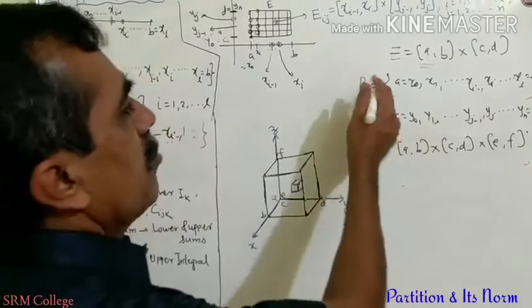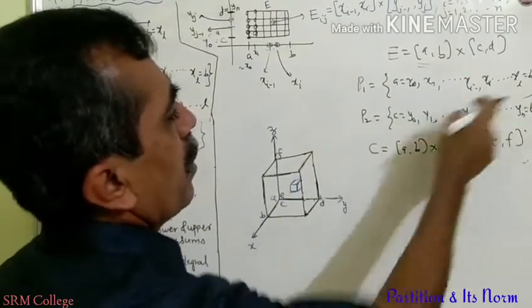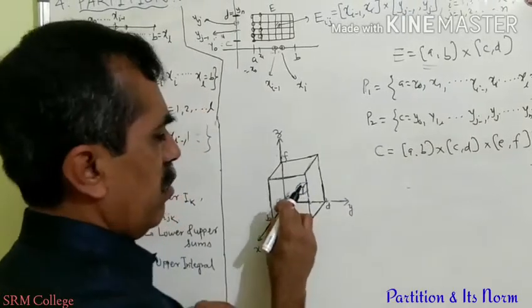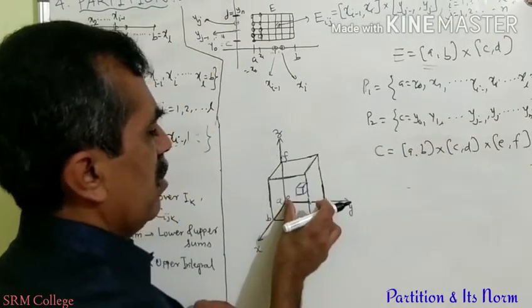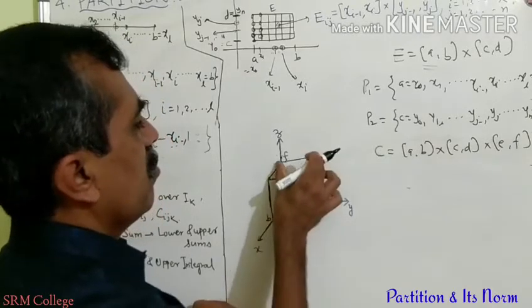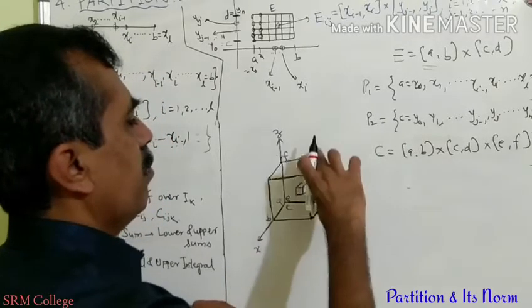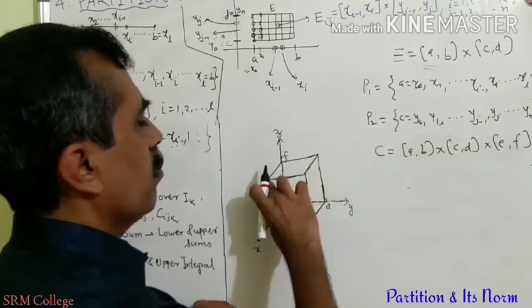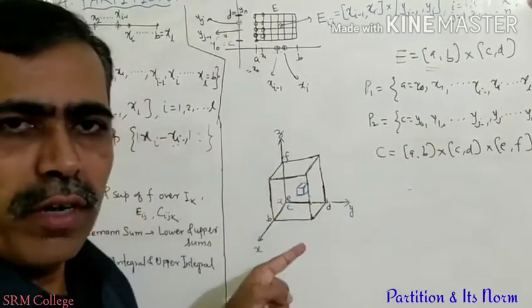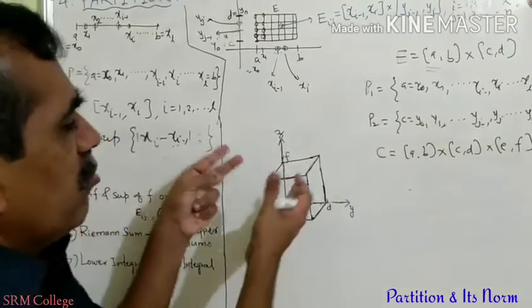Suppose P1 is a partition of AB and P2 is a partition of CD. This side is AB, this is CD, this is CD, and this is EF. So partition all these edges of the cuboid, as this figure is a cuboid.